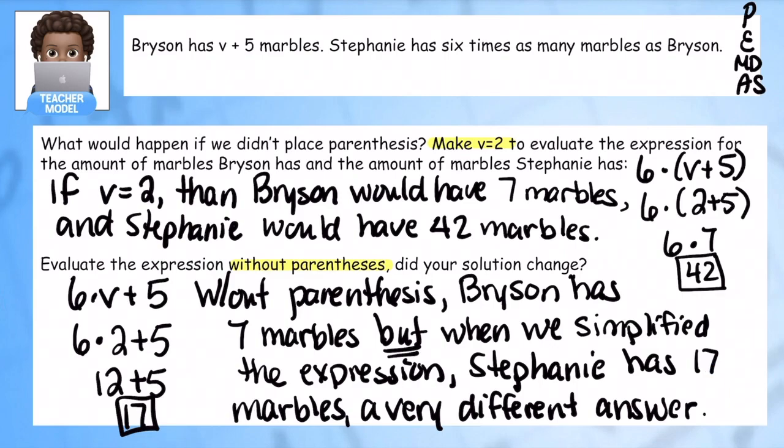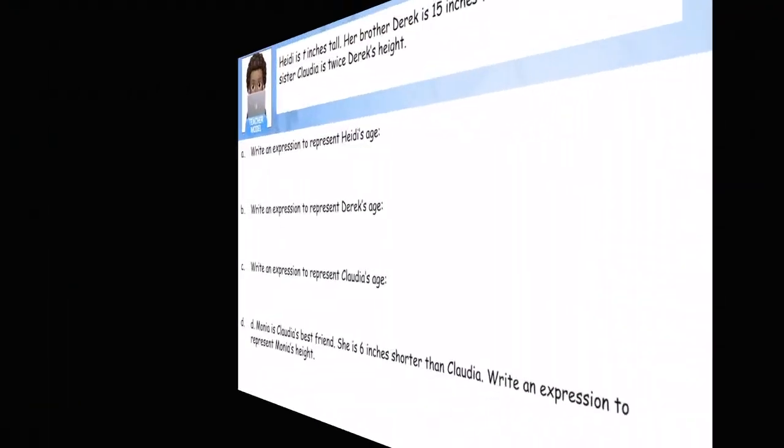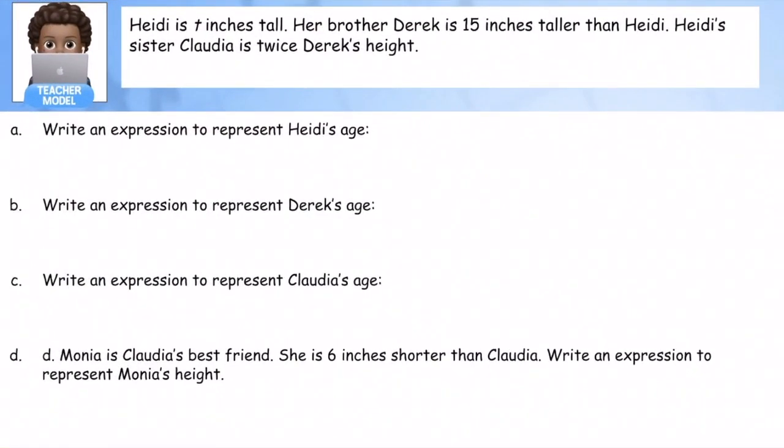And now you can see how something as small as missing a parentheses or a symbol can really change our final answer. Look out for that as you're doing your practice work today. Let's look at one more problem where we have multiple expressions and we're going to translate and do some substitution.